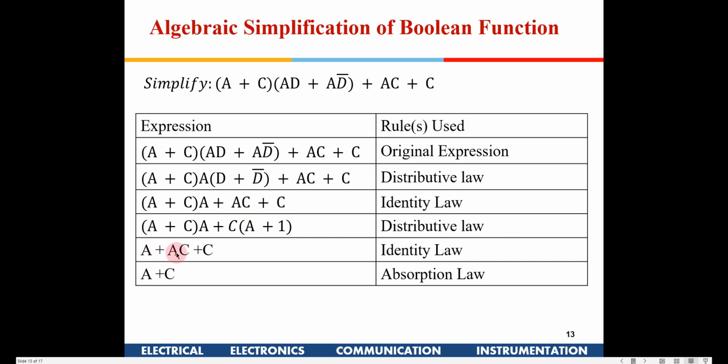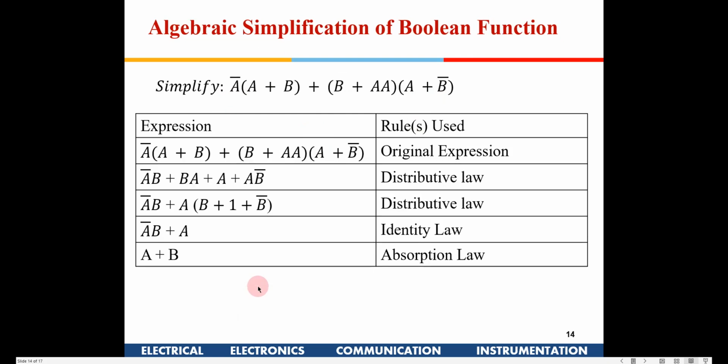Now among these two, if I take a C out here, it will become A plus 1. So that A goes, so you have A plus C. Are these steps clear to all of you? This is the way we go about simplifying different Boolean functions. We'll take one more example.